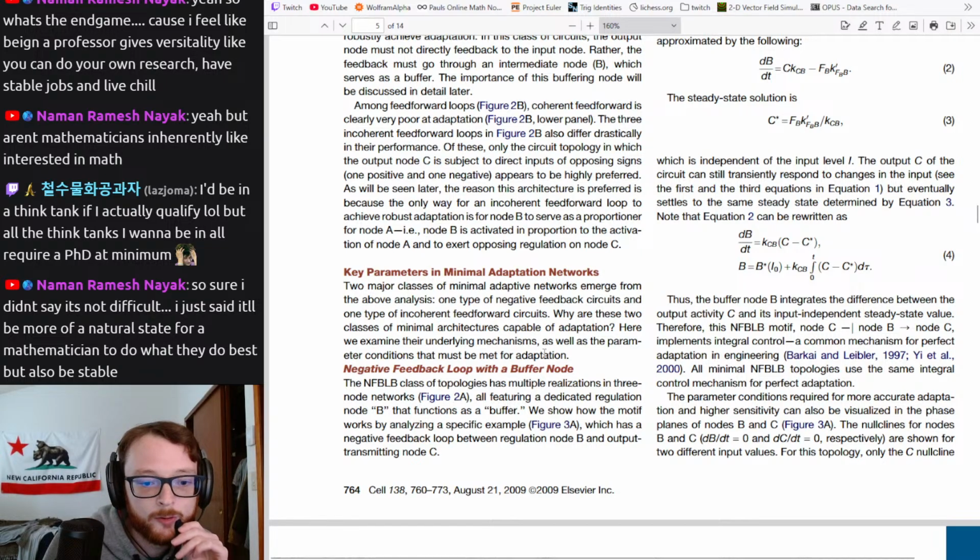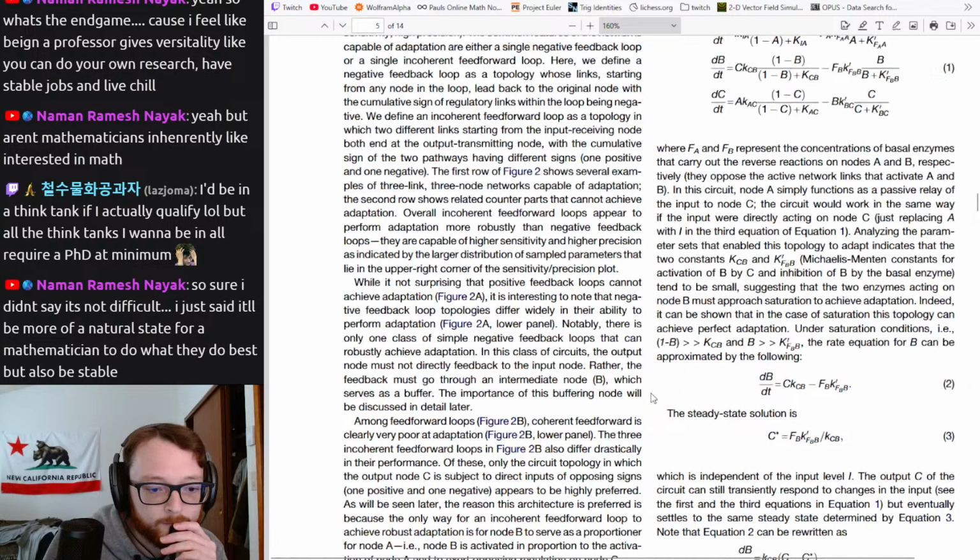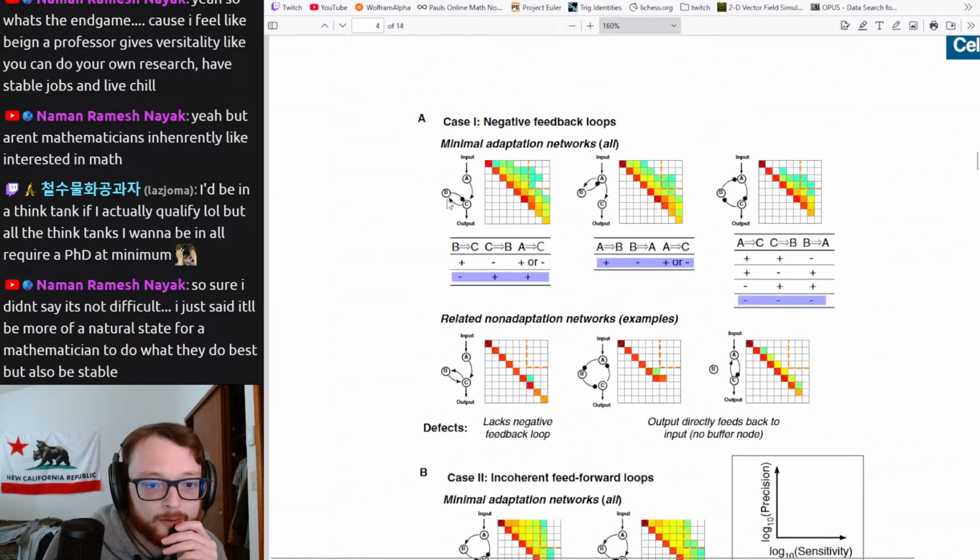So negative feedback loop with a buffer node. So 3A. They're going to analyze this one here where the buffering node is attached to C.